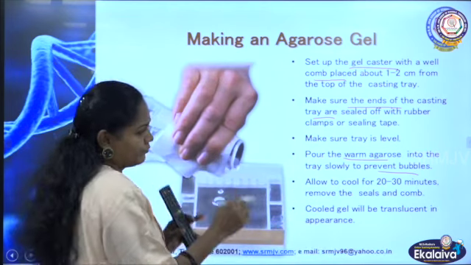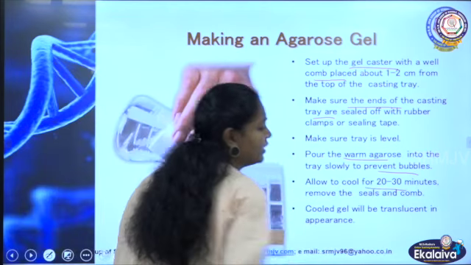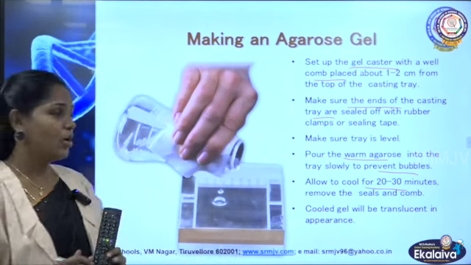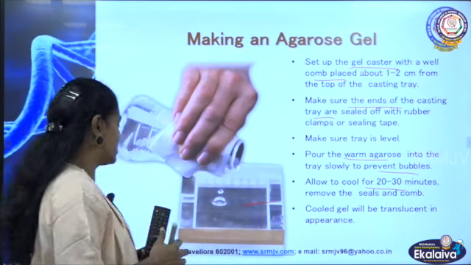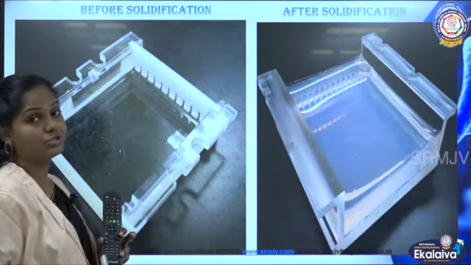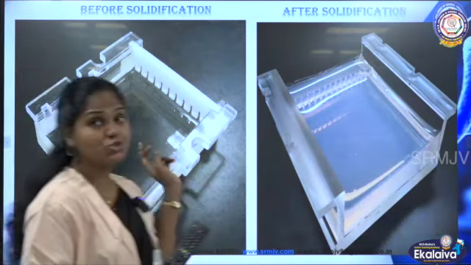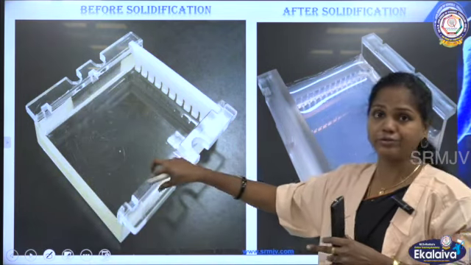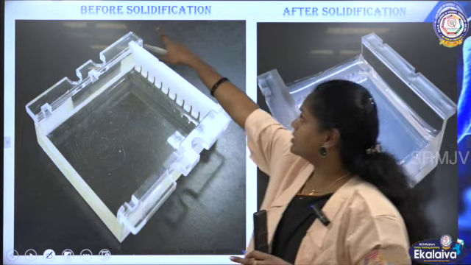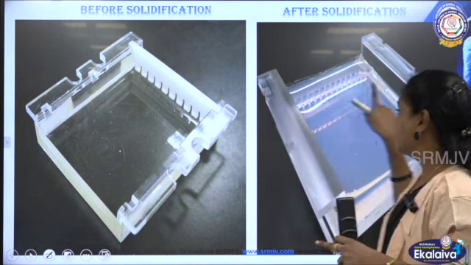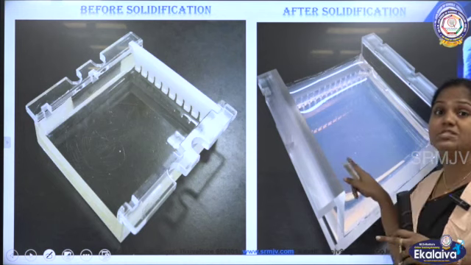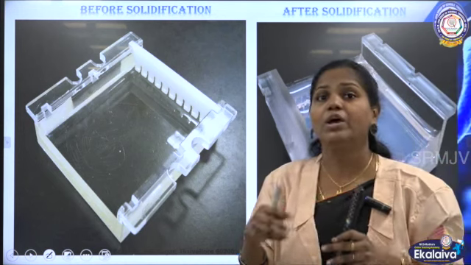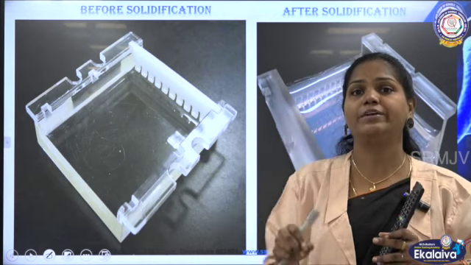Then after pouring it, allow it to solidify for 20 to 30 minutes without disturbing it. After that time, the agarose gel will have solidified. You can see two pictures here. This one is right after you pour the agarose gel into the gel caster, so that is before solidification. Once it is solidified, the gel becomes translucent like this. By seeing the translucent gel, you can know that it is solidified.